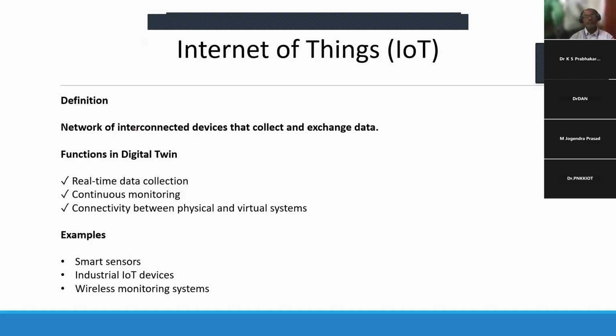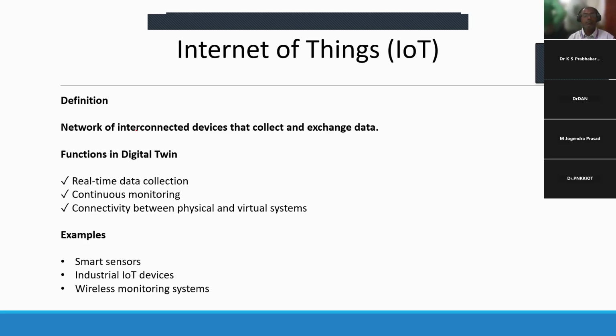For example, I start with IoT. IoT is nothing but a network of interconnected devices that can collect and exchange data. It means real-time data collection, continuous monitoring, and connectivity between physical and virtual systems.